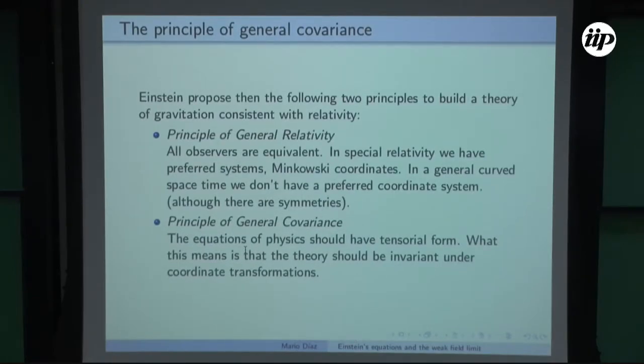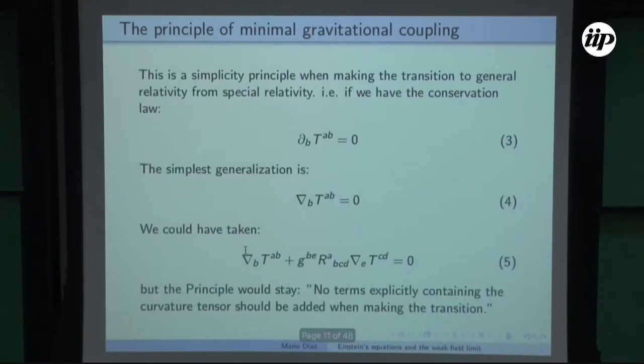So Einstein proposed this, a principle of general relativity. All observers are equivalent. In special relativity, we have a preferred system, Minkowski coordinates. In a general curved space-time, we don't have a preferred coordinate system, although there are symmetries. In the principle of general covariance, the equations of physics have tensorial form. What this means is the theory should be invariant under coordinate transformations. Now, the other principle I mentioned was the principle of minimal gravitational coupling.